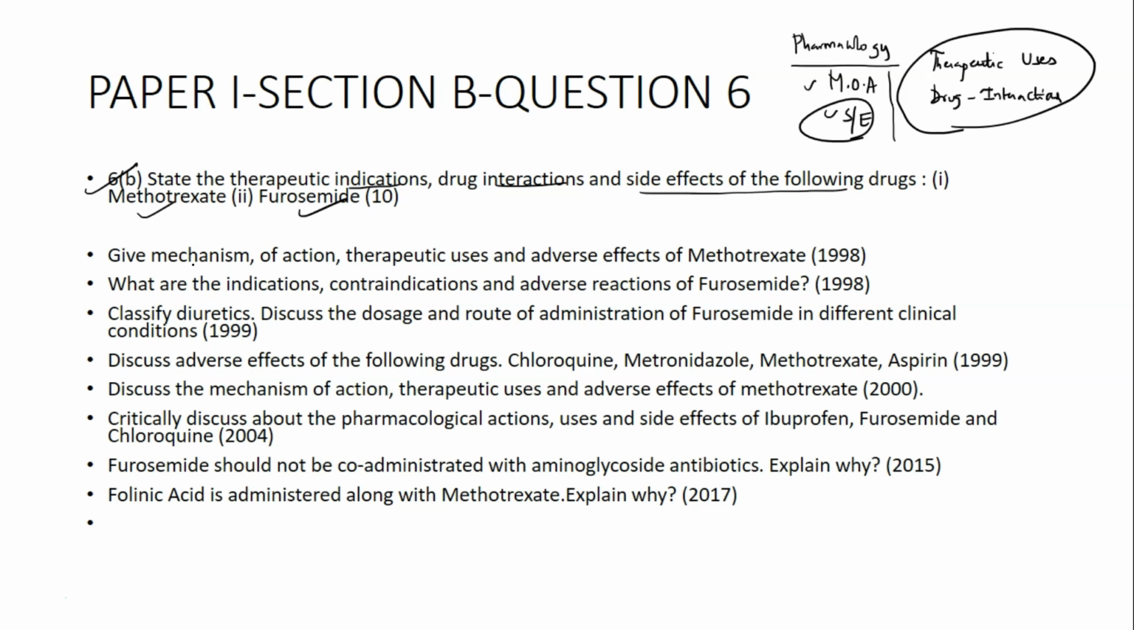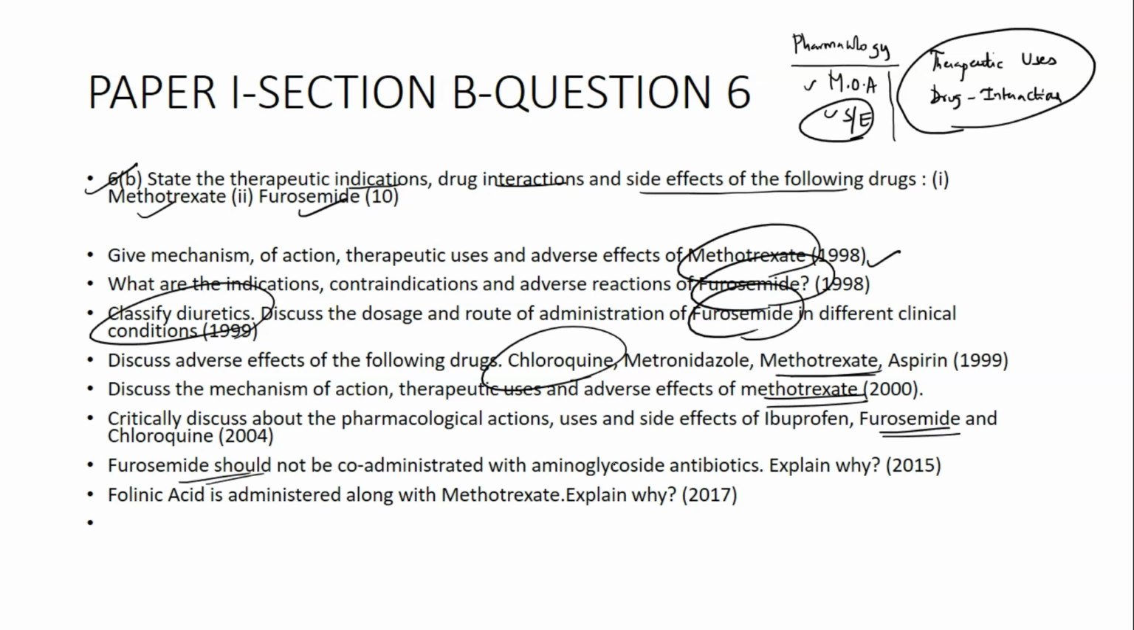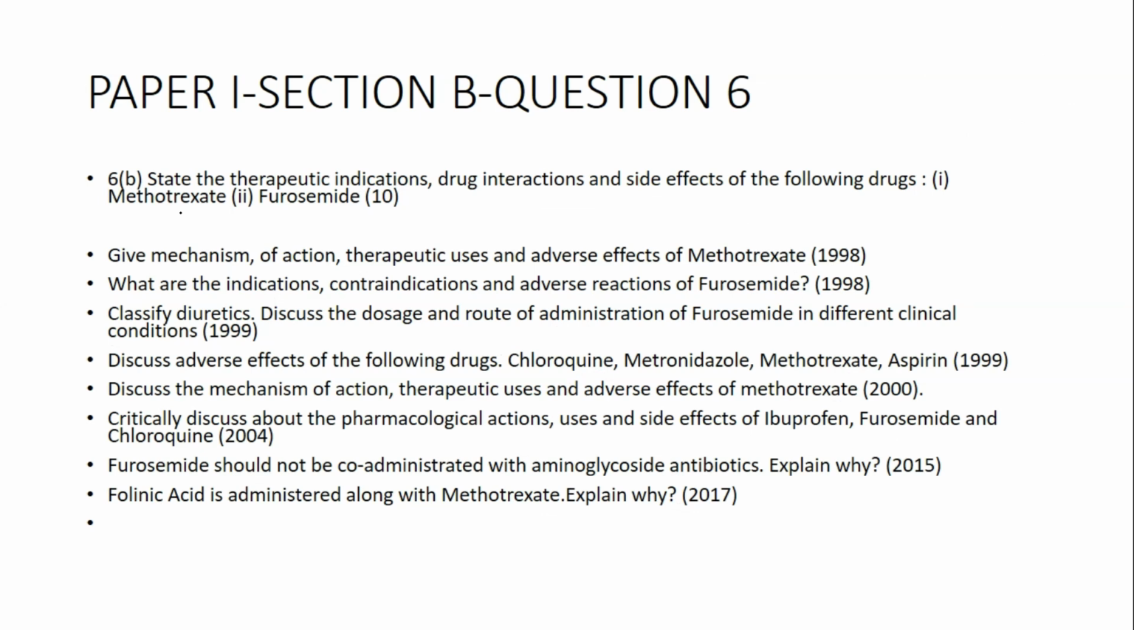Now, similar questions came in 98 about methotrexate and furosemide, and classified diuretics in 1999, methotrexate, furosemide. Explain why furosemide should not be administered with aminoglycoside. So this comes as a drug interaction. And folic acid is administered along with methotrexate. Again, what happens and all. So these kinds of questions are not new. There are many repeats in this. So methotrexate and furosemide are kind of important ones.